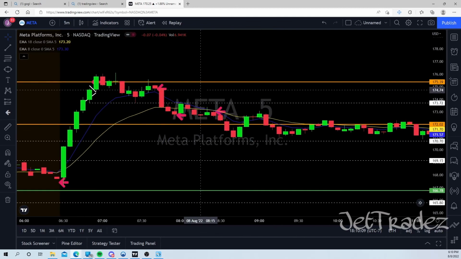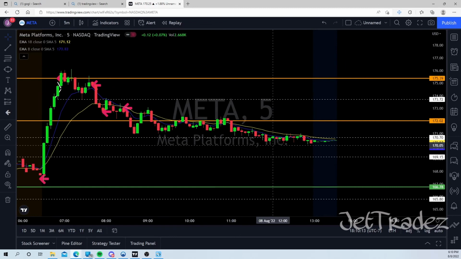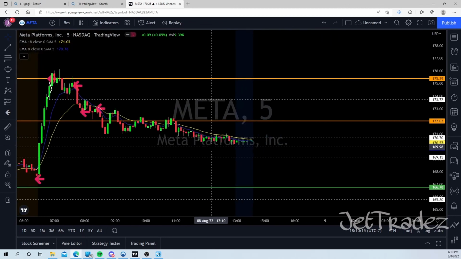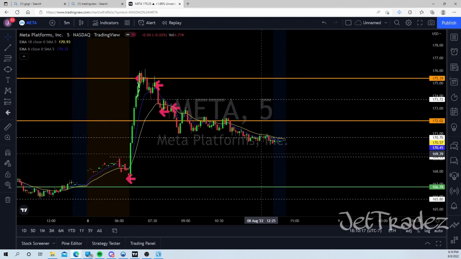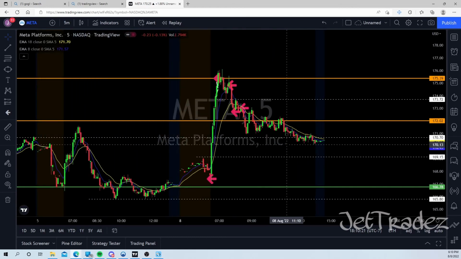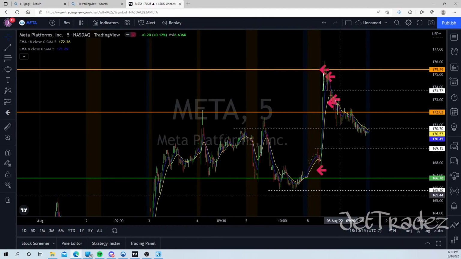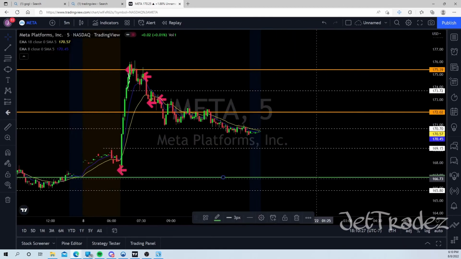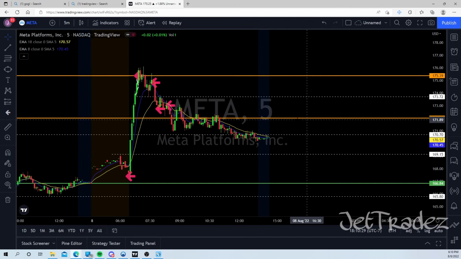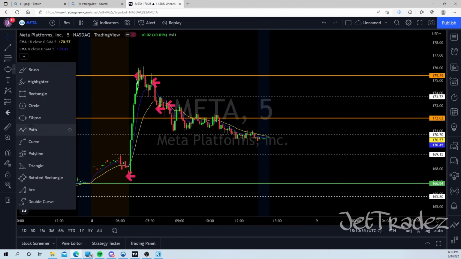Now for tomorrow, what I'm watching is the same levels. I'm not going to switch them; I want to keep them the same. Meta is still bullish on the bigger time frame. We're still creating higher highs, higher lows. So far we wanted to break that 172.02 to probably break out and come straight all the way to 175. So there are 2 different scenarios depending on tomorrow's market open.